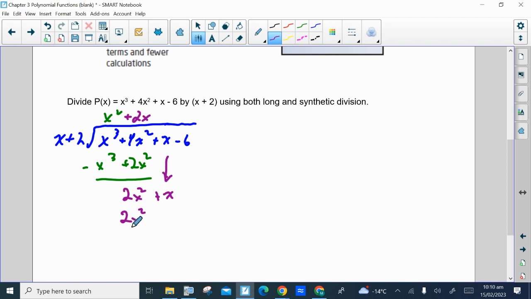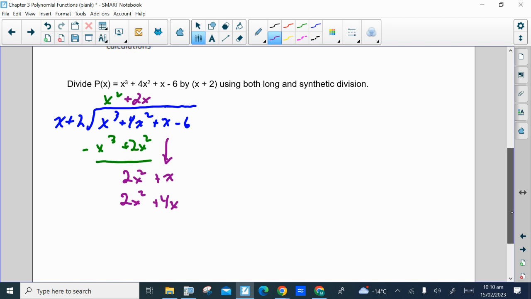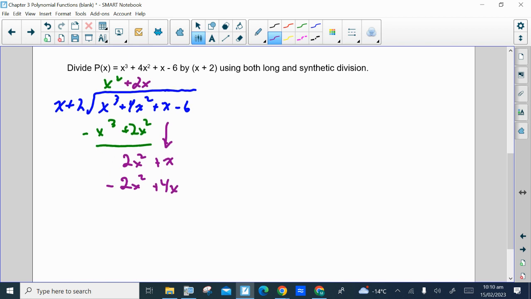Multiply that by the x in front, gives us our 2x squared as well. The 2x is multiplied by the 2, it gives plus 4x, and then we subtract. So when we subtract, the 2x squareds cancel. You'll have x take away 4x, which is negative 3x, and we bring down that last term, which is the minus 6.